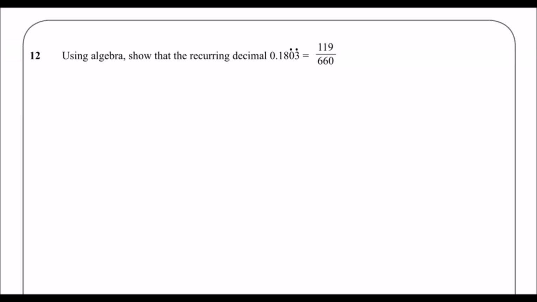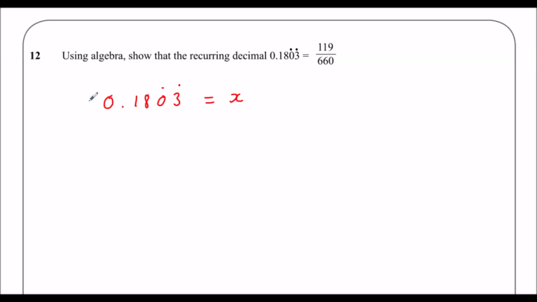Question 12. Using algebra, show that the recurring decimal 0.18 and then 03 recurring is equal to 119 over 660. So we're going to let 0.18 and then 03 recurring be called x. And what we're looking for is two things that end in 03 recurring. Two numbers ending in 03, 03, 03, 03, and so on.